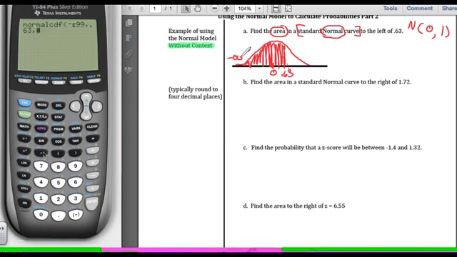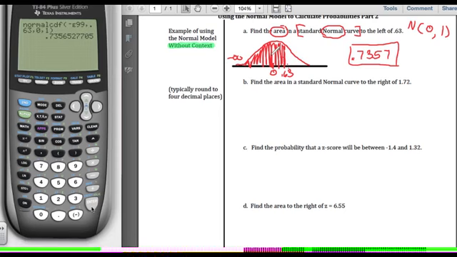Because this is the standard normal, the mean is 0, the standard deviation is 1. So we get 0.7357 if we round to 4 places. So we've shaded about 74% of the curve. That looks fairly accurate. I've definitely shaded over half of the curve. Maybe this is about 74%, this is about 26%. So everything looks pretty good.